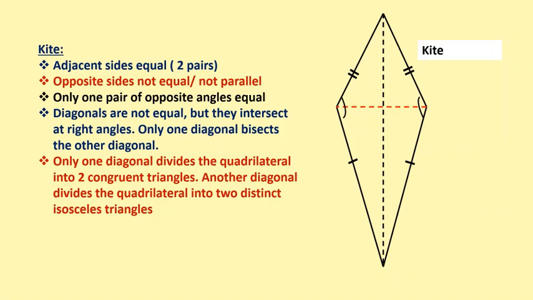Diagonals are not equal. You can see diagonals are not equal. That was not equal in rhombus also. But they are cutting each other at 90 degrees. Why did we use intersect at 90 degrees? I did not use bisect.